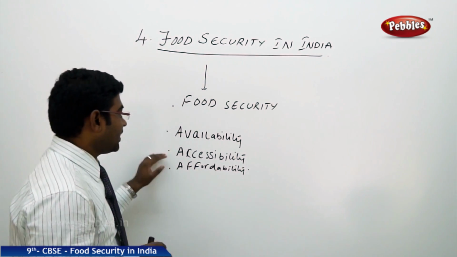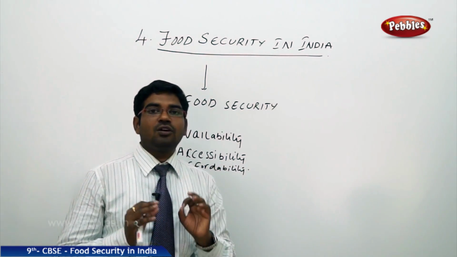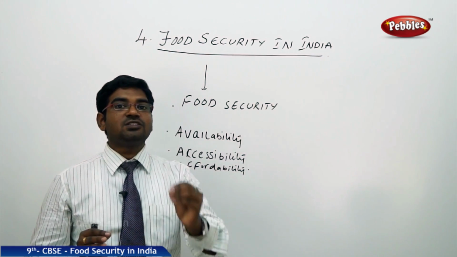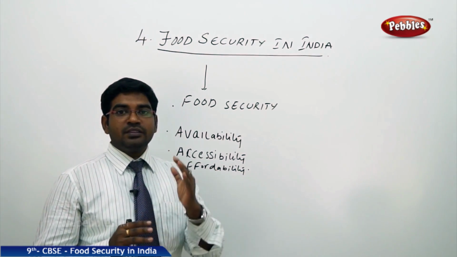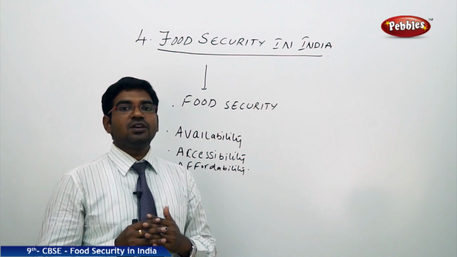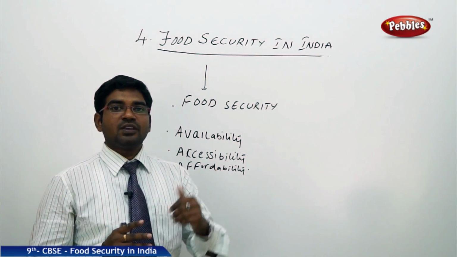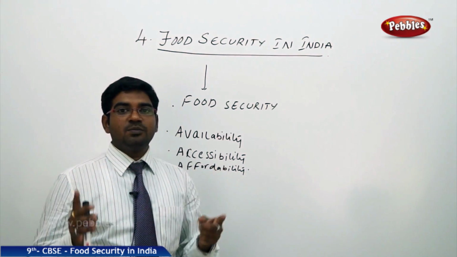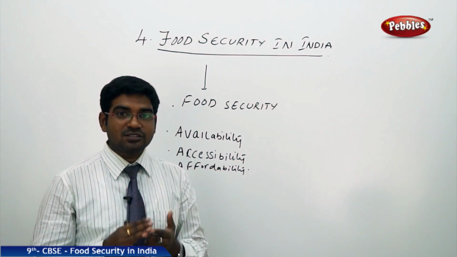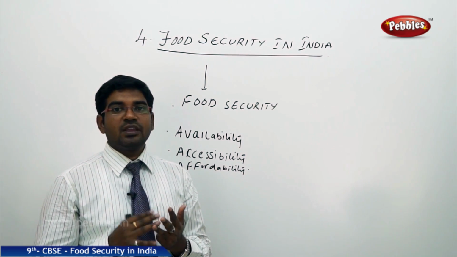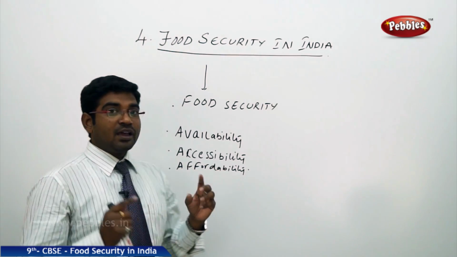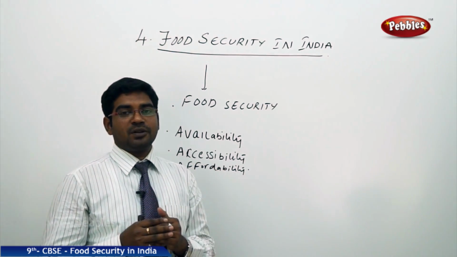Then it should be accessible to all of them. It should be reachable to them. They should be able to access it without any hindrances. One, it should be available. Two, it should be accessible to them. And three, it should be at affordable levels for the people.